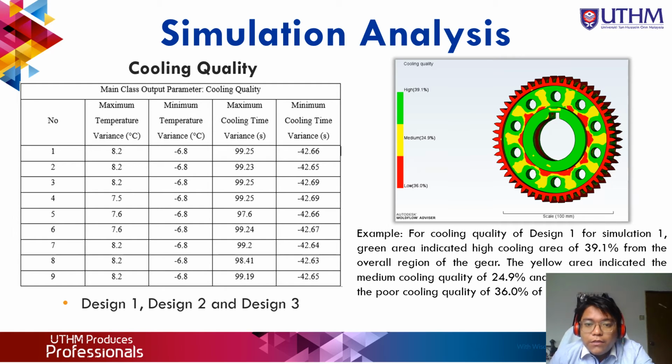This is an example of simulation. This one is for design 1, for simulation 1. The green area indicates high cooling quality of 39.1% from the overall of the gear. The yellow area indicates the medium cooling quality of 24.9%, and the red one indicates 36.0%. It is a poor cooling quality.